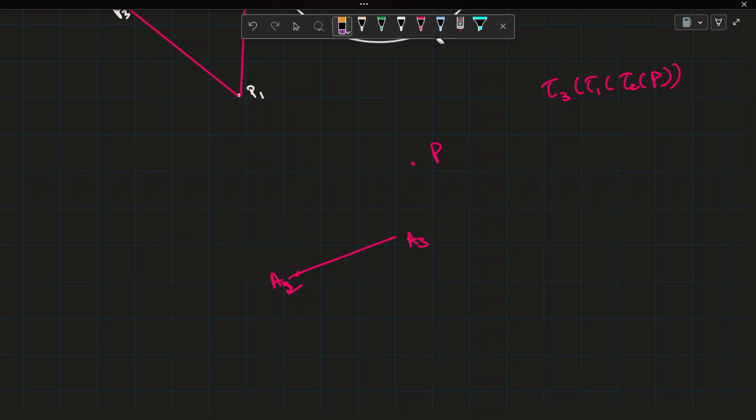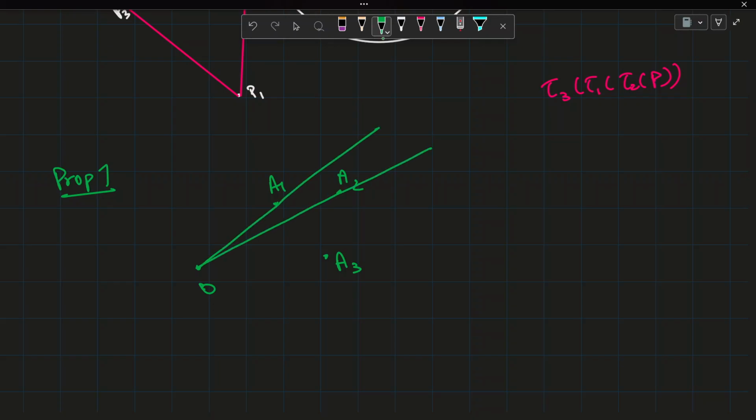So before diving into the problem, first let me put forward a couple of lemmas. So let's start with proposition 1. Here I will discuss the concept of homothety. Suppose there is a triangle. Suppose this is a point O and these are points A1, A2 and A3. And suppose we construct three more points by joining OA1, joining OA2 and joining OA3, say B1, B2 and B3.